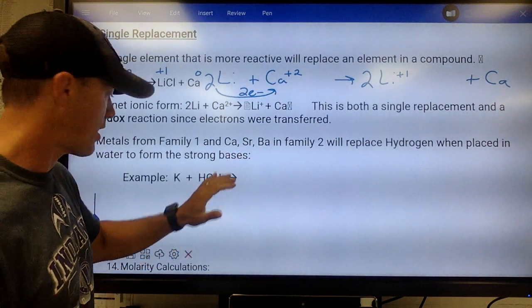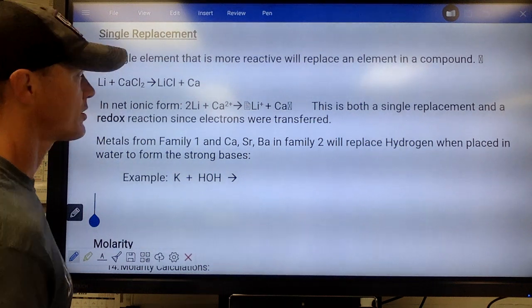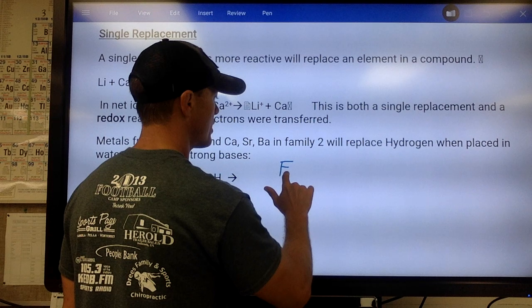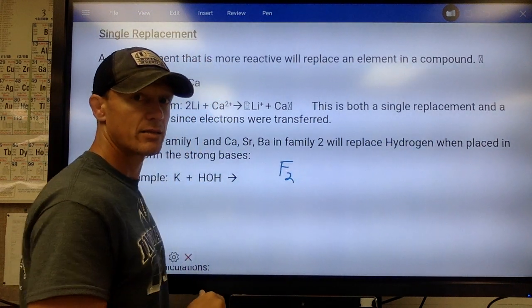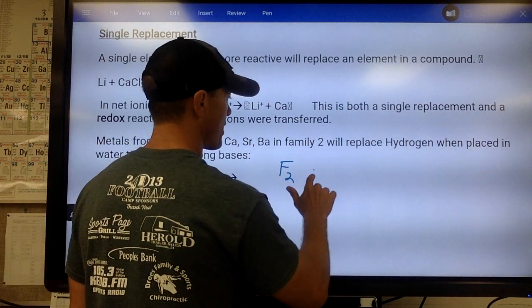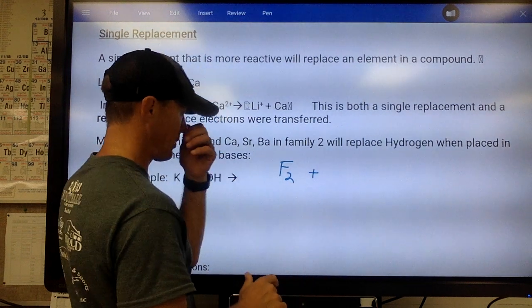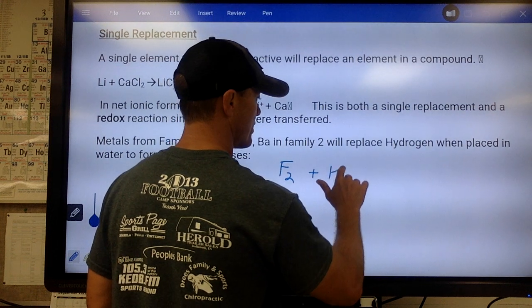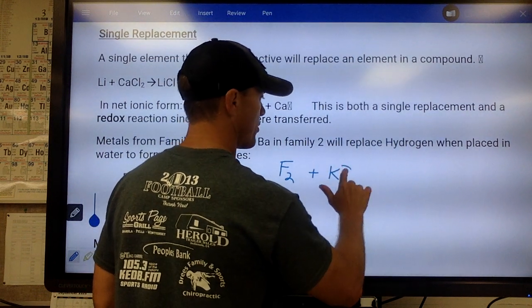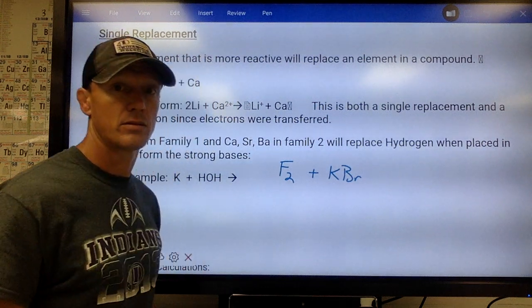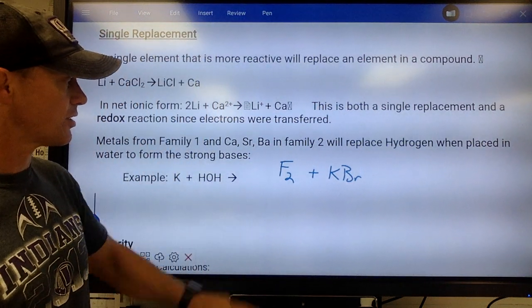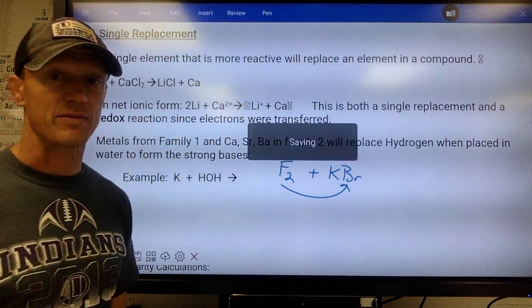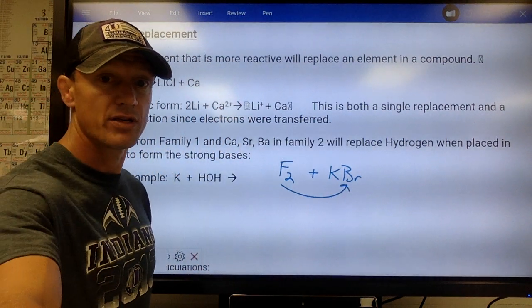Let's do another one that's not on this page. So let's say we have some fluorine, which is a gas. It is diatomic, reacting with, let's say, potassium bromide. Fluorine is a halogen. Halogens replace halogens. So fluorine's going to go over here and replace it. Fluorine has to be more reactive than bromine, and it is, in order for that to happen.